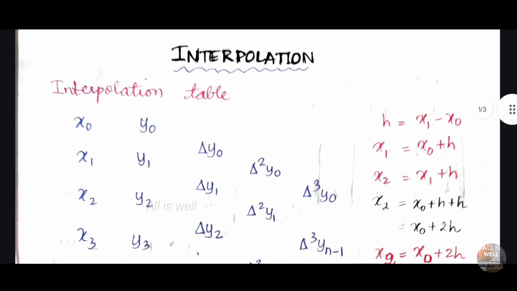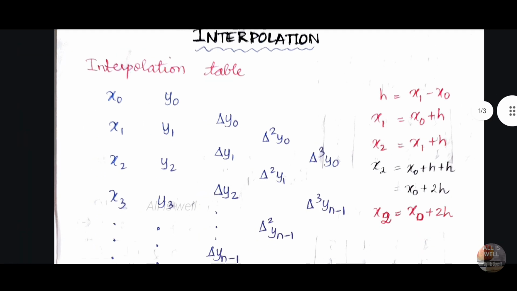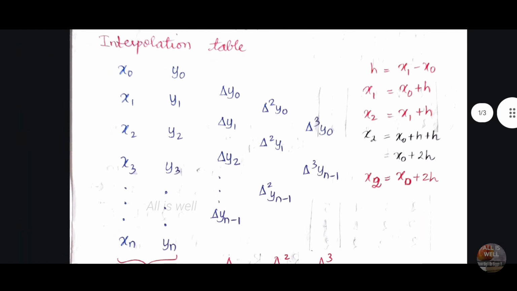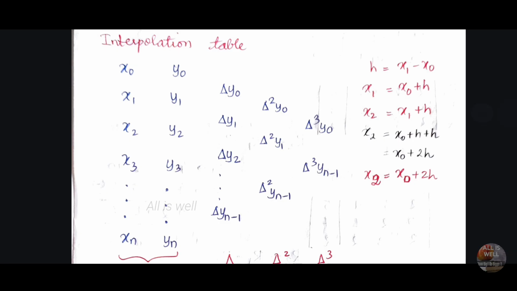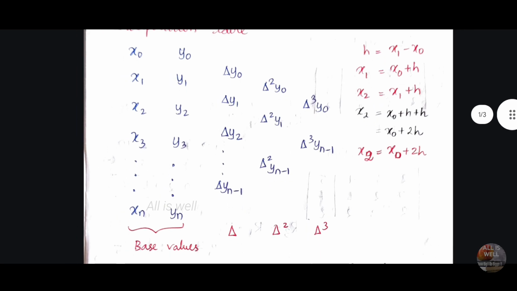Hi guys, in this video we are going to see about interpolation. This is the form of interpolation table which you will use for calculations. Here the first column is for the values of x, the next column is the values of y. These values of x and y are known as base values which will be given in the question.